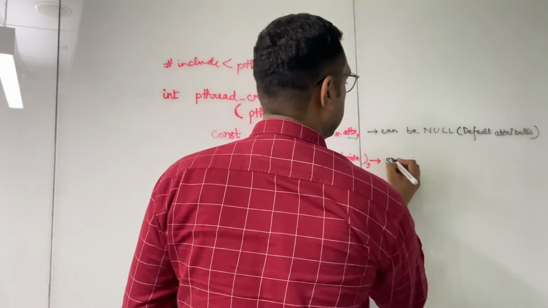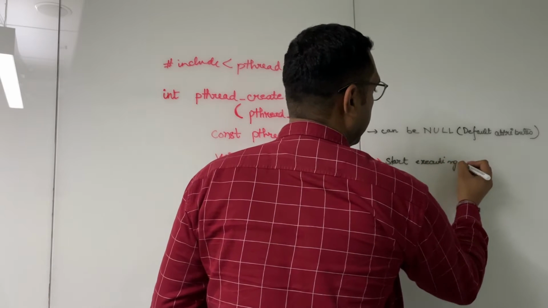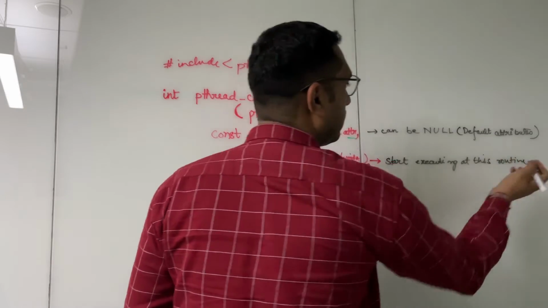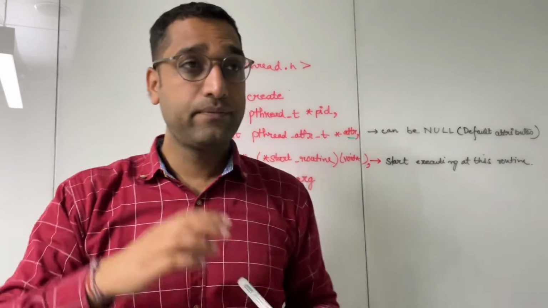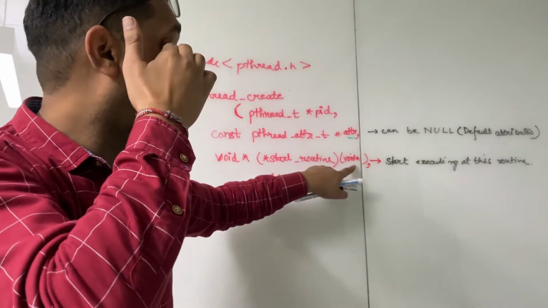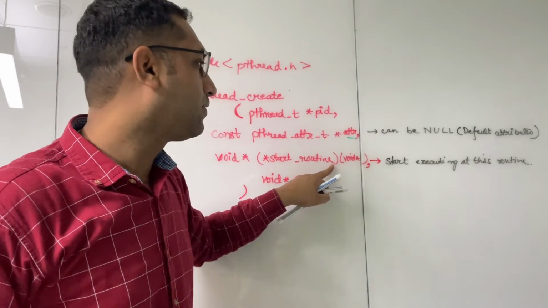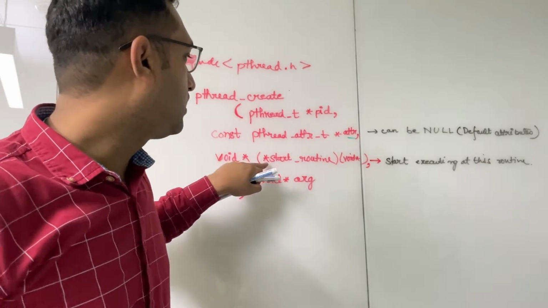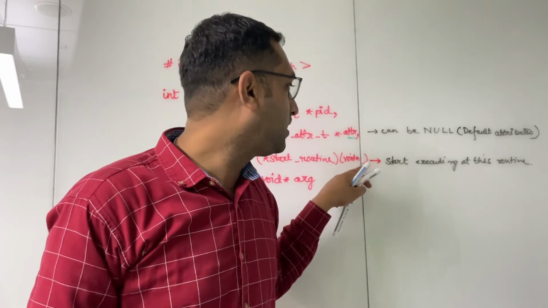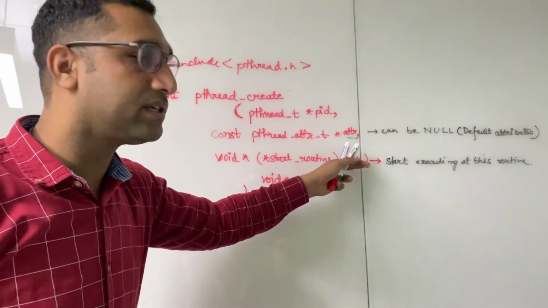Start executing at this routine or function. Fine. That's another thing. One more thing is, it seems to take a void argument. But here we are only passing the function name, the pointer to the function. We are only referring that this is the function used, but it does take a void argument, but we cannot pass it here. So what could be the point of this?